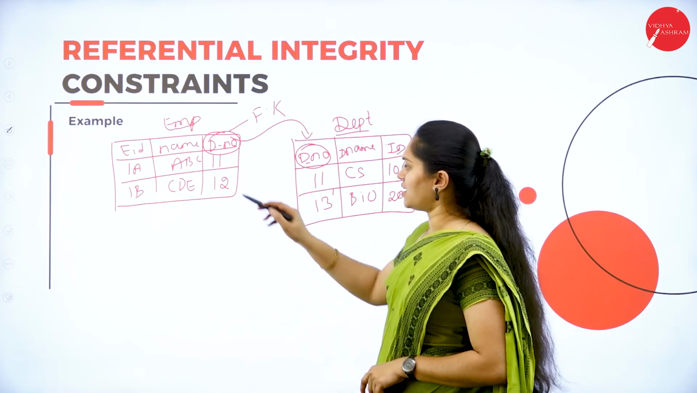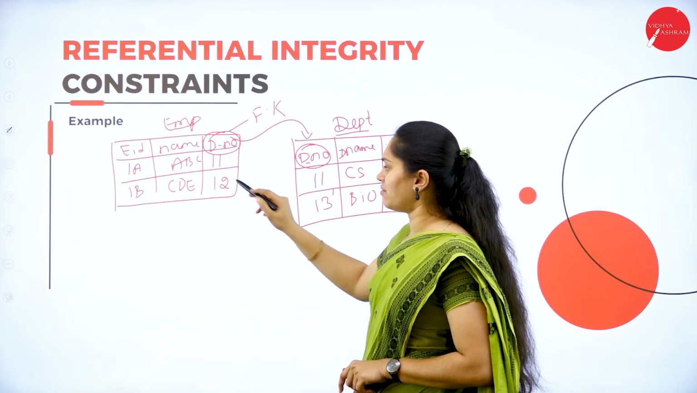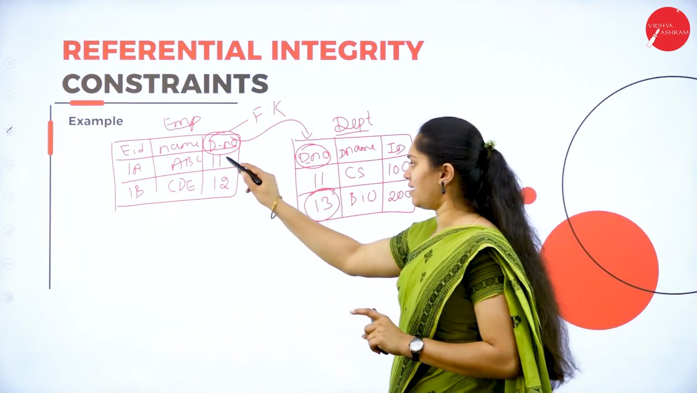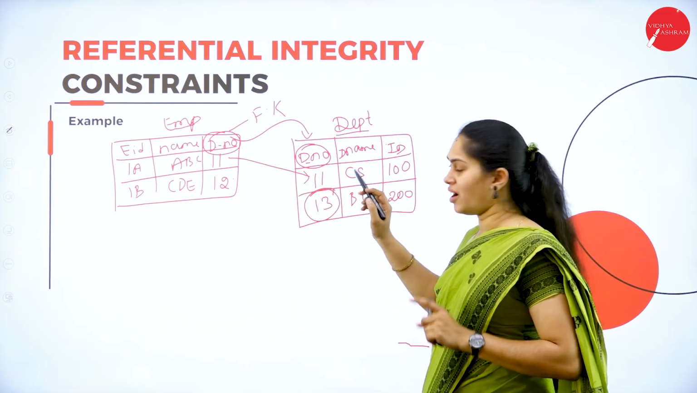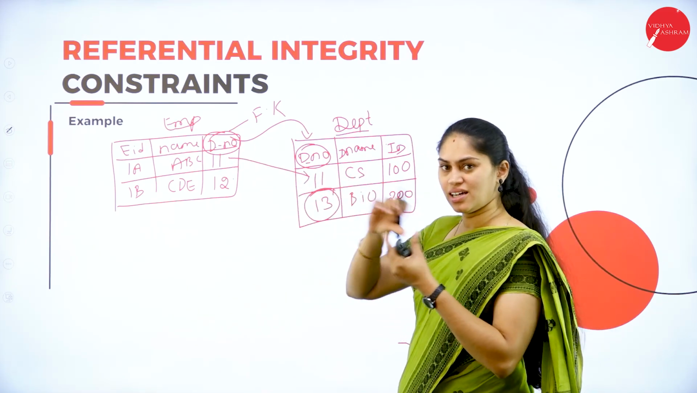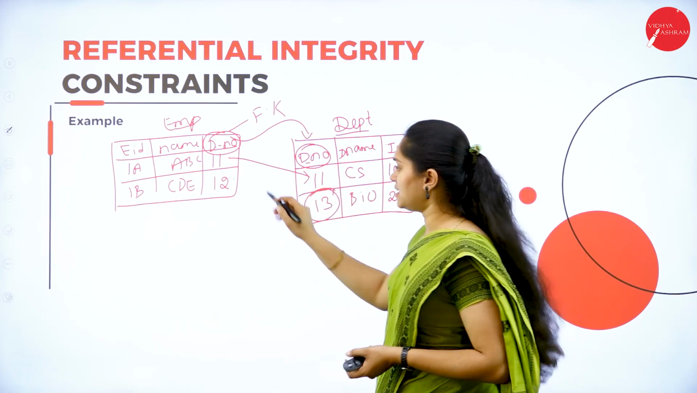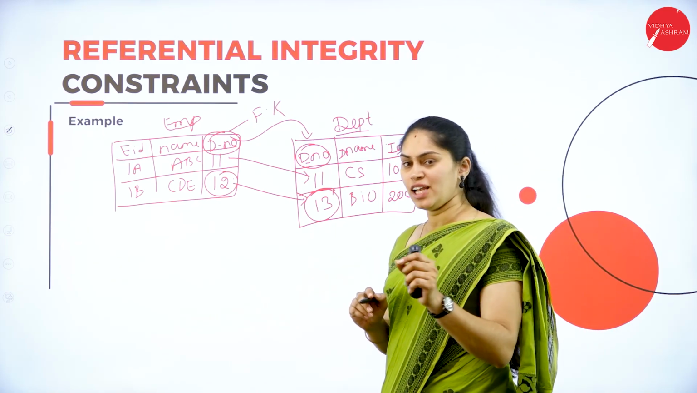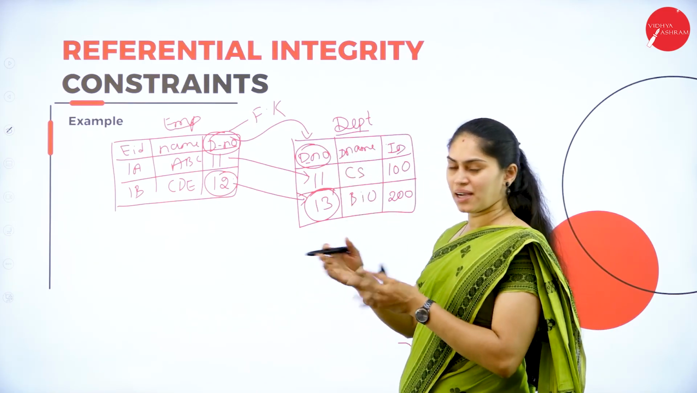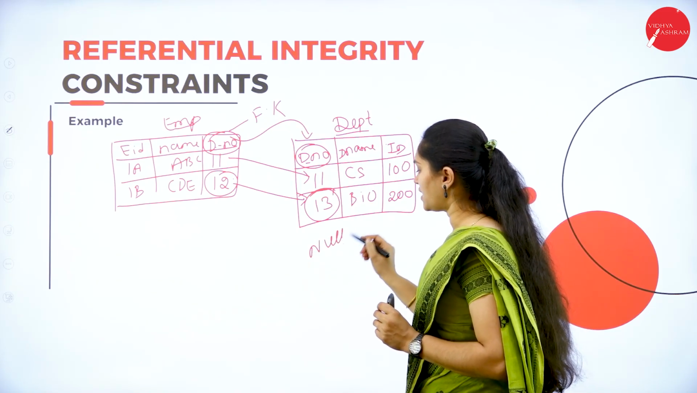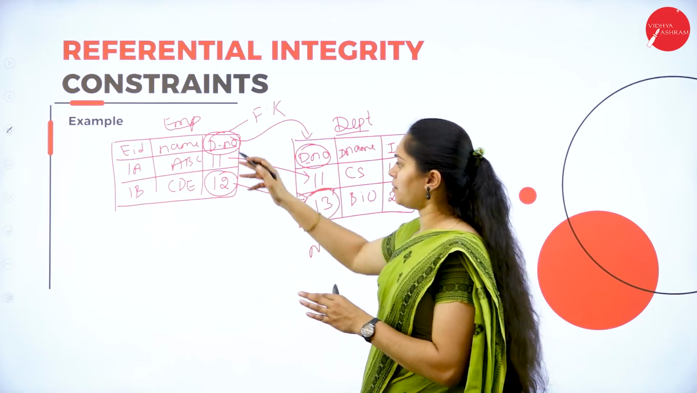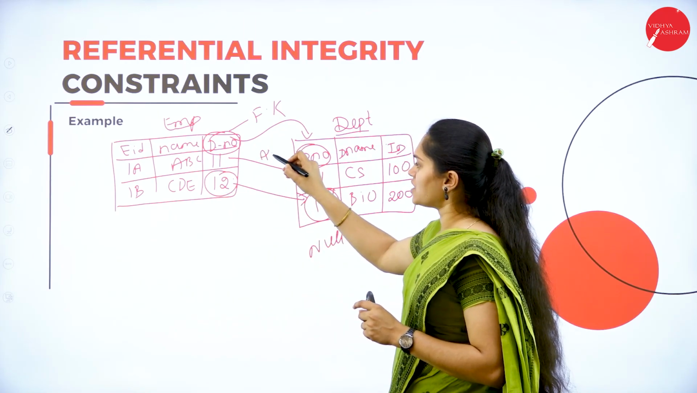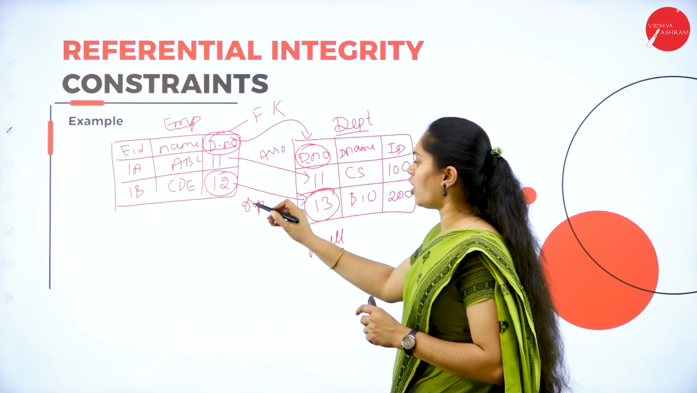You can see here we have department numbers 11 and 12, so this 13 is not allowed. Why? Because this 11 is referring to a tuple, creating a relationship between the tuples of the two tables. This 12 does not exist in the department table. The value of this primary key in the department can be null, but it can't have any other value which is not present in the employee table. So this will be considered an orphan value.